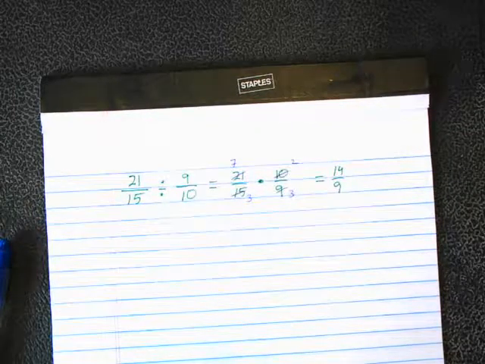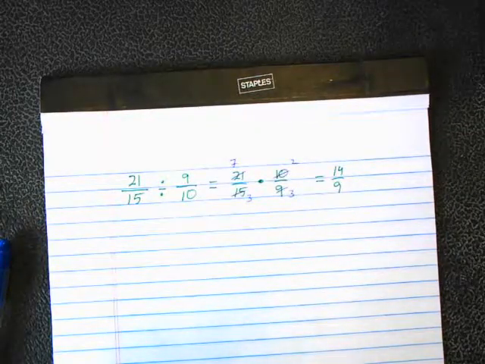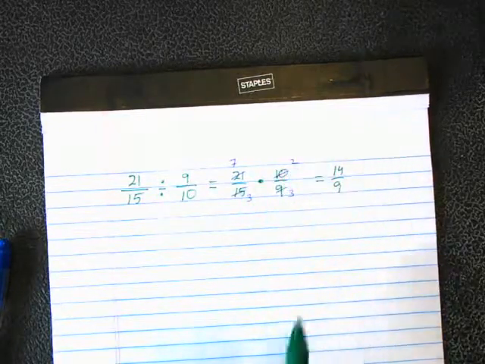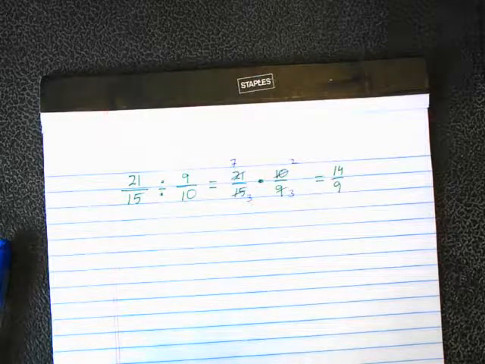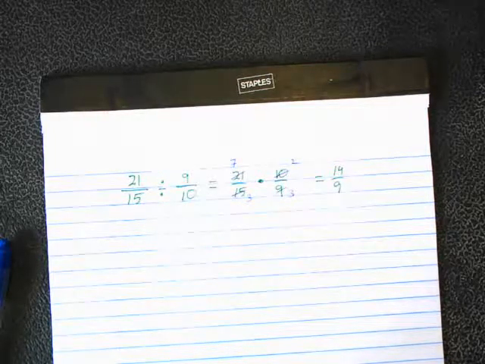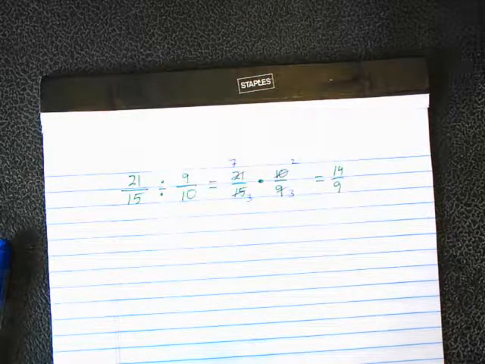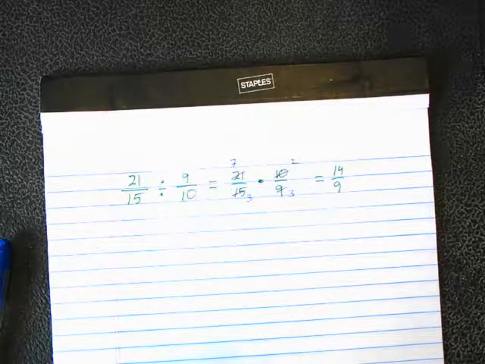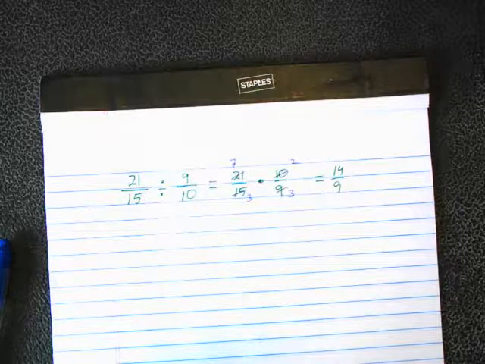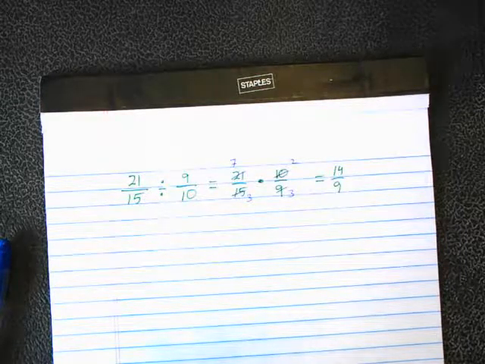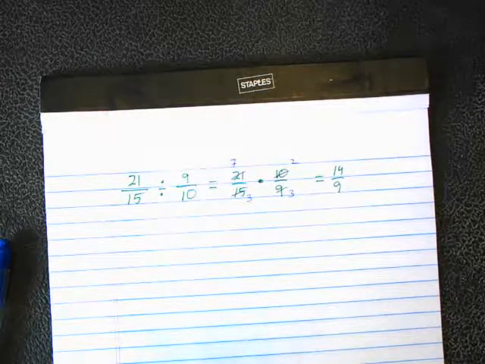And again, my personal opinion is that's a lot easier than taking 210 and dividing it by whatever 15 times 9 is, and then trying to reduce the fraction with the big numbers. I think it's much, much easier to reduce first. Do I care which way you do it? No, not really. Whichever way is better for you is fine with me.